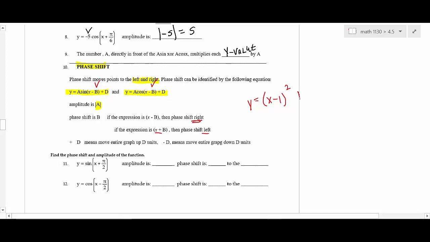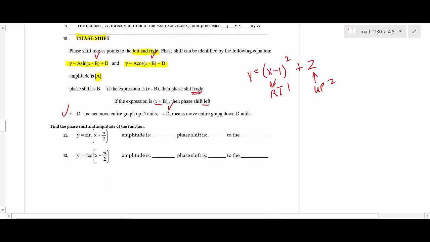So if you had a parabola, like this is a parabola, that would take you to the right 1. That 2 would take you up 2 like we've learned, so it works the same way on any function actually. The d is going to move you up or down, okay, like that. Plus d is up, minus d is down. All right, does that make sense? It's all the same, okay? All functions work exactly the same way.